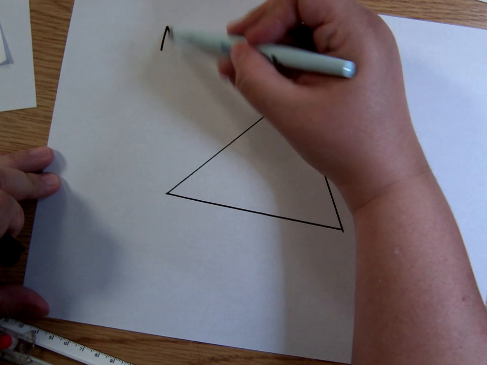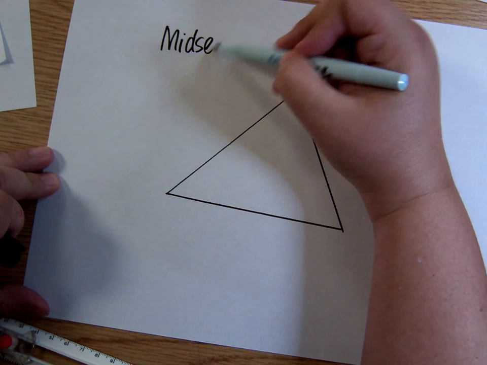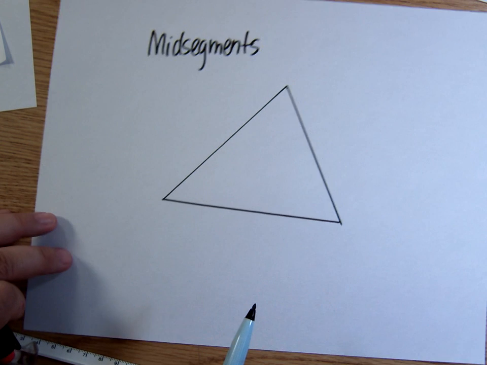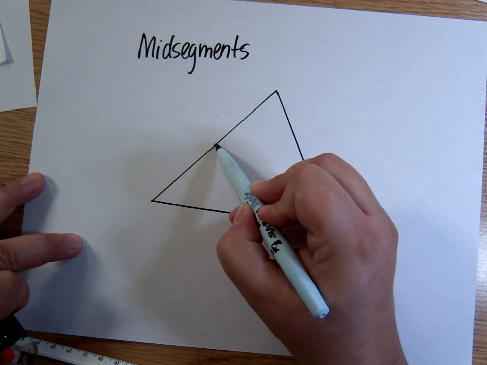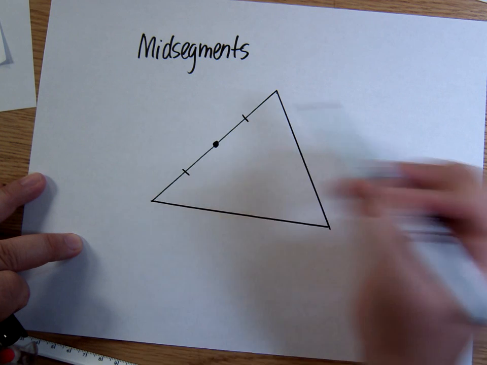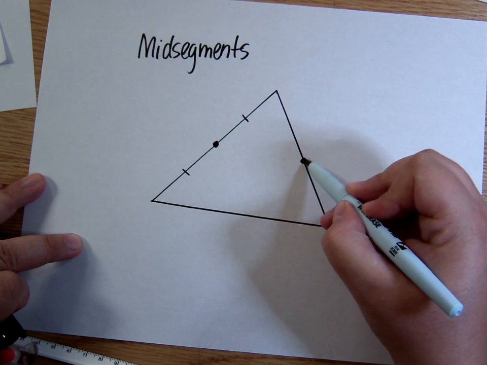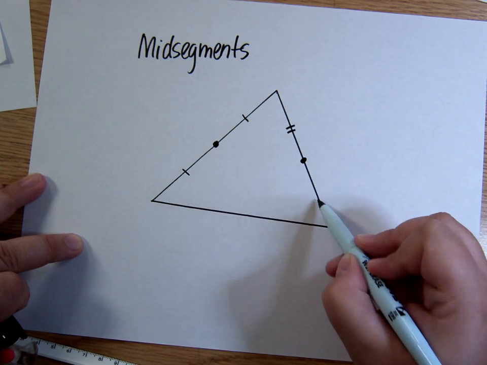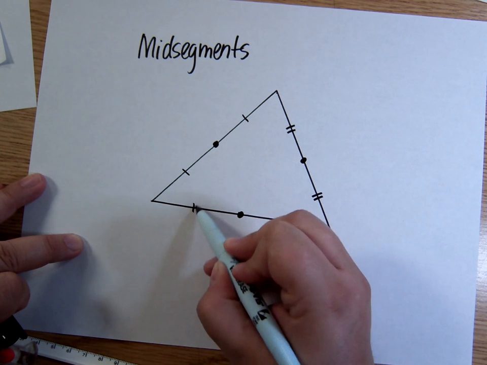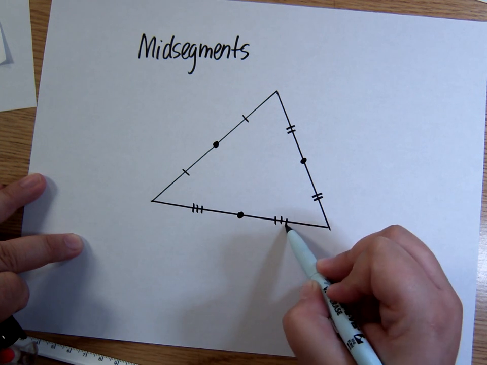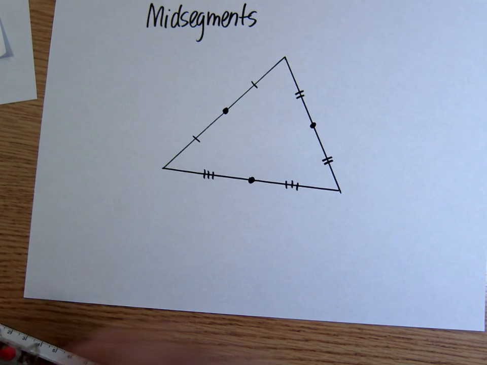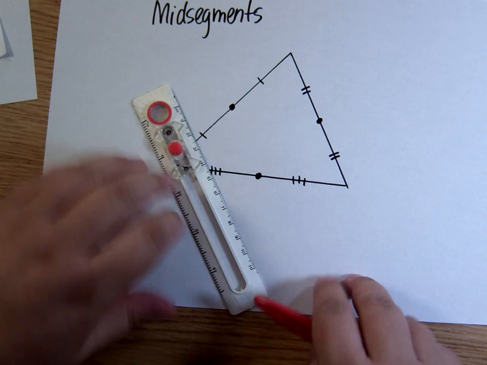Midsegments go from one midpoint to another. So the way I would draw them is I would start out by just finding the midpoints. And you're kind of guesstimating. That looks like it's in the middle there. And this looks like it's in the middle here. And this looks about like it's the middle here. So I drew all 3 midpoints. I've got 3 sides, so that's 3 midpoints. And then I connect any 2 of them, and that's a midsegment.